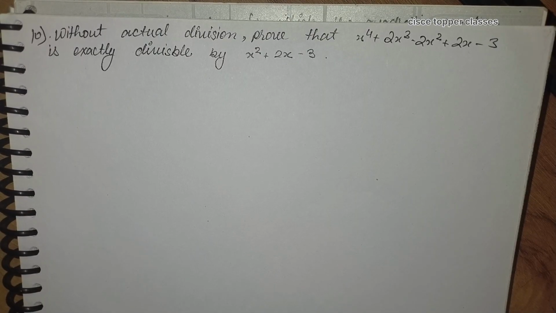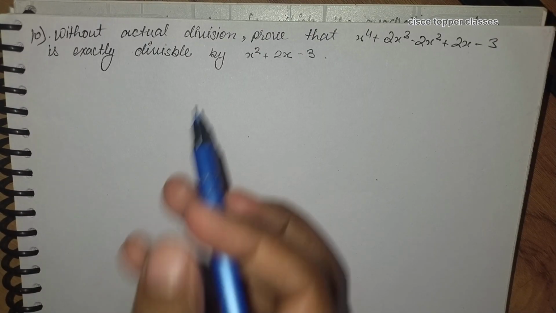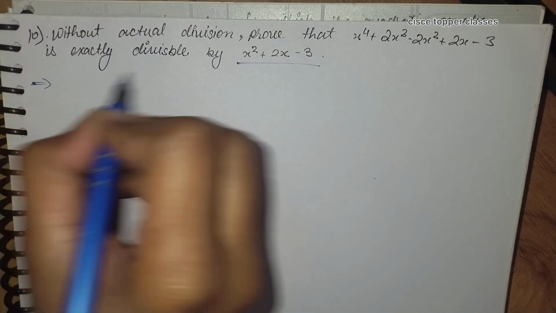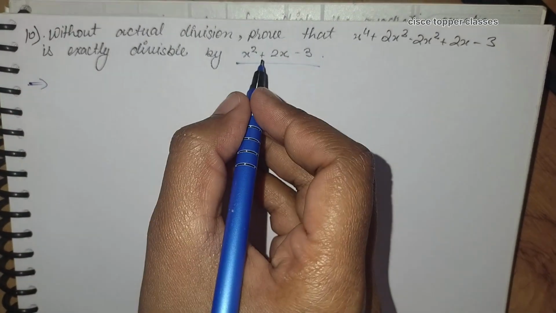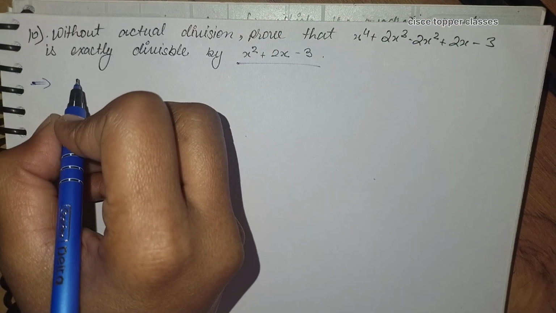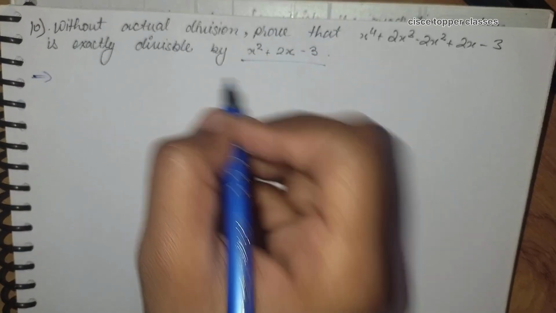Without actual division, we have to prove that this equation is exactly divisible by x square plus 2x minus 3. To prove that it is exactly divisible means this is a factor here. So firstly we will factorize this and form ax plus b form equations, so that we can find the factors.